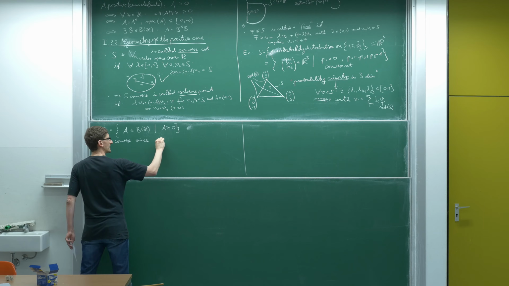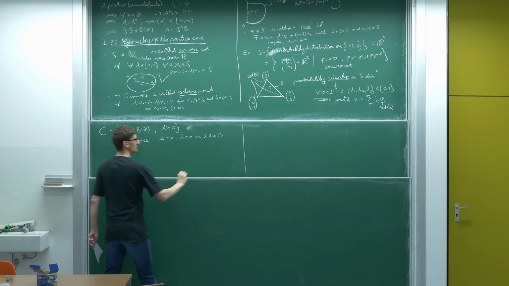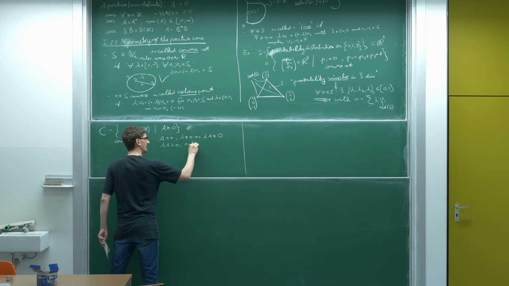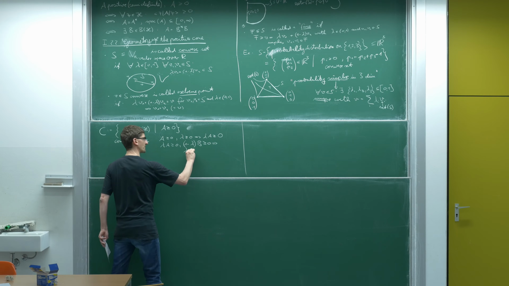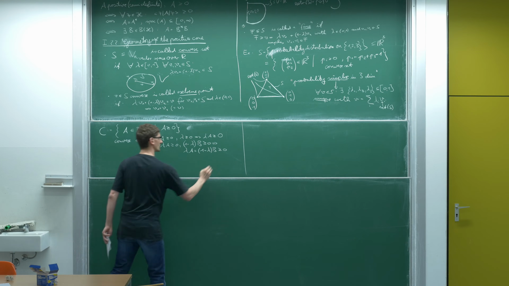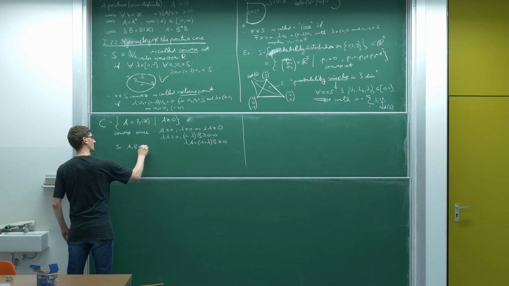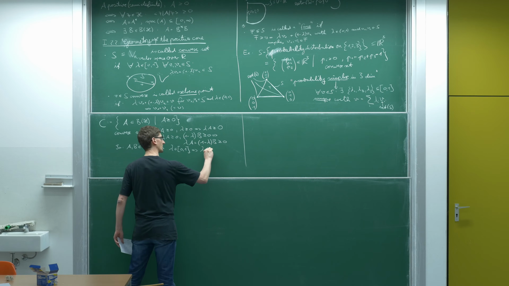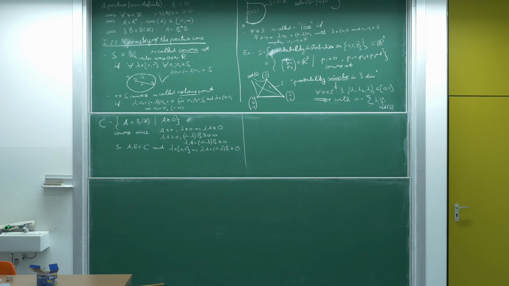Since A greater or equal than 0 and lambda greater or equal than 0 implies that lambda A is greater or equal than 0, and lambda A greater or equal than 0 and 1 minus lambda B greater or equal than 0 implies that also the sum of both operators is greater or equal than 0. So this is a convex set.